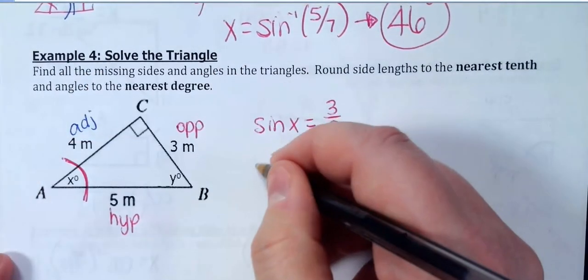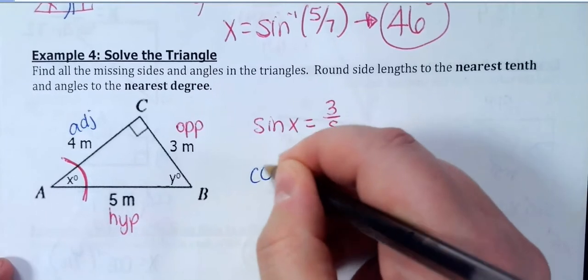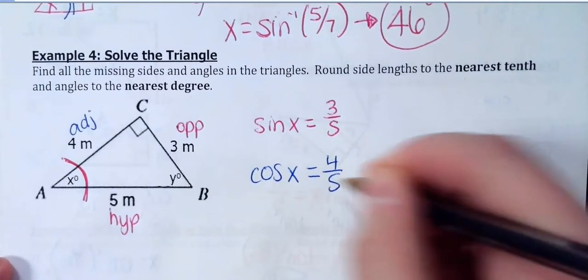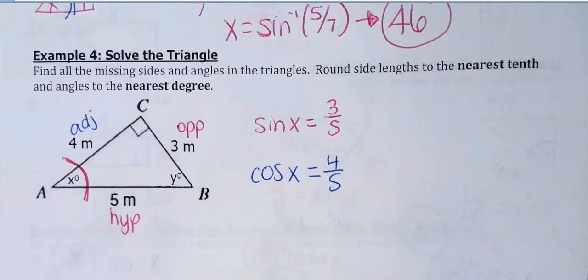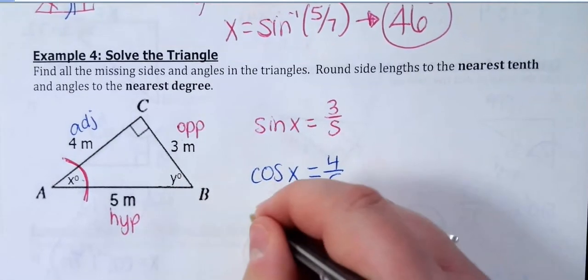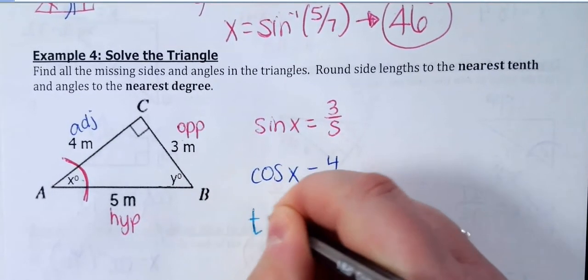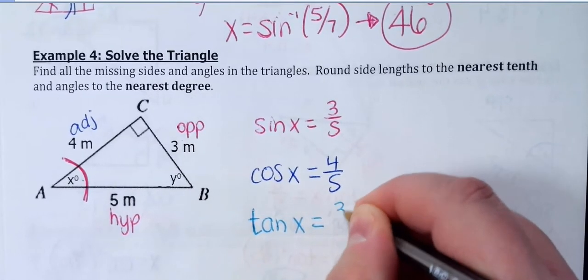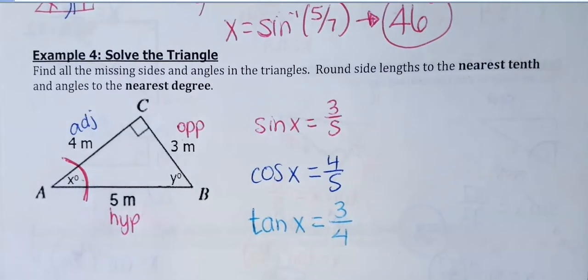So I could also, as an option, do cosine of the angle: adjacent over hypotenuse. And as a third option, you don't have to do all these, you just have to pick one. As a third option, I could do opposite over adjacent. So I could also do tangent of x, which is opposite, 3, over adjacent, 4. Okay, I just want to show you this real quick. You just have to pick one.